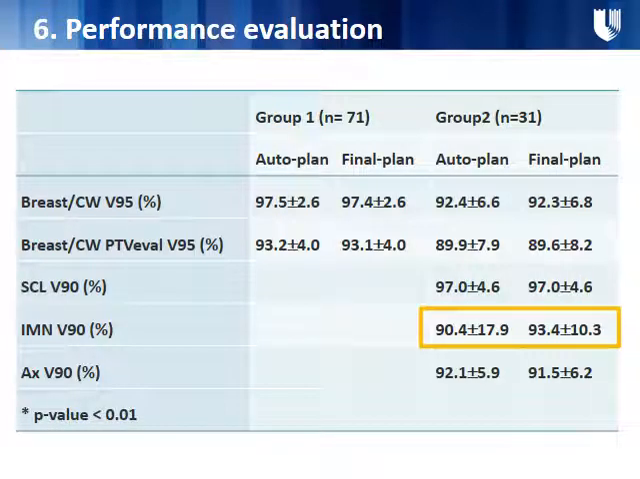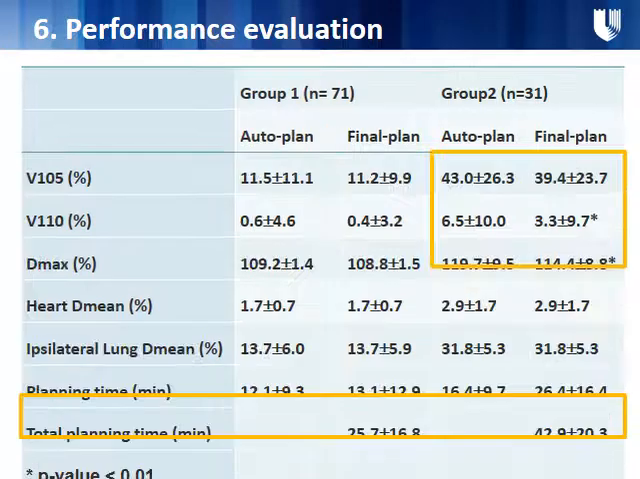This is the study result. For group 1, without nodal irradiation, target coverage was very similar in auto plan versus final plan. They were not much different at all. For group 2, target coverage for breast and chest wall were again very similar, not different. And supraclavicular target was also very similar. But IMN coverage was somewhat different, although this one was statistically insignificant. But we noticed that the difference was in IMN coverage. Obviously, the final plan had better IMN coverage.